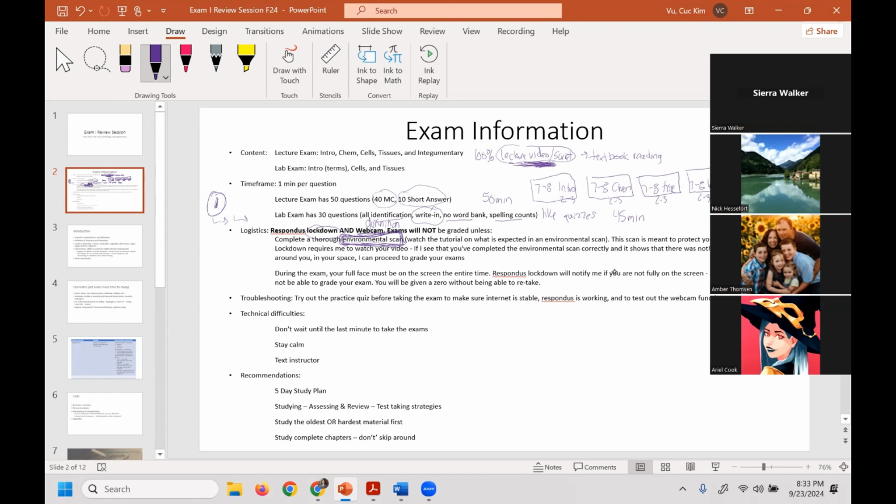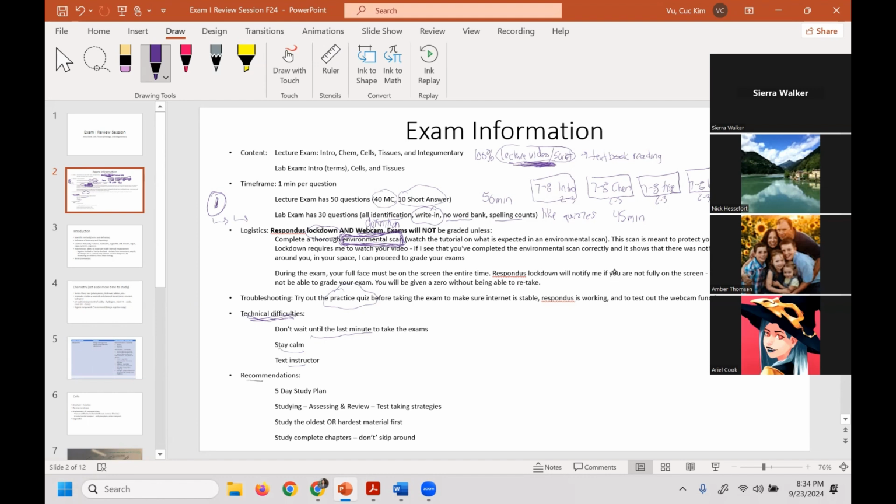Okay. So, troubleshooting: try to take the practice quiz before you take the exam. It's just to make sure that Respondus LockDown and the webcam are working properly. It's not for any points. If you do have technical difficulties, and it does happen, okay, make sure you don't wait until the last minute to take the exam. Just stay calm and text me. You have my cell phone number in the syllabus, okay?